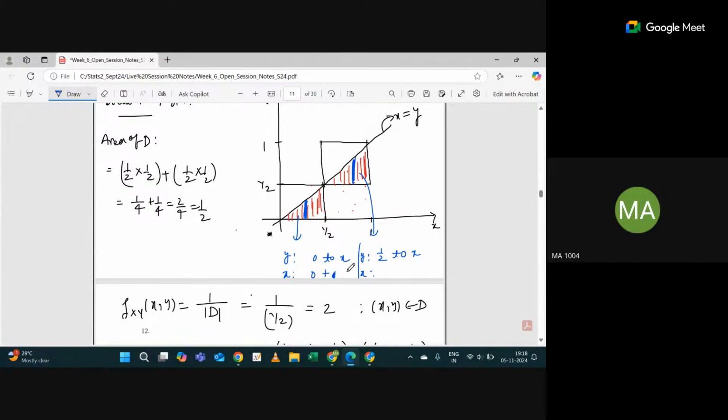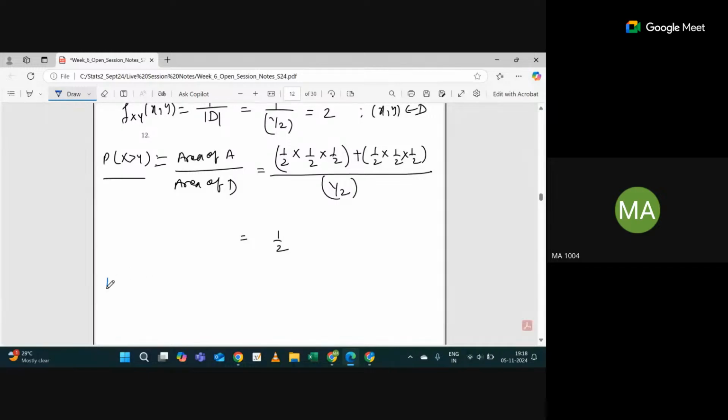See, here it's wrong. It's 0 to half, right? And here, half to 1. Everyone is getting this part, right? Now you have to first find the area integration with this part plus with this part. Now it's not the same. You got the idea? Correct. So what will be the probability x greater than y?